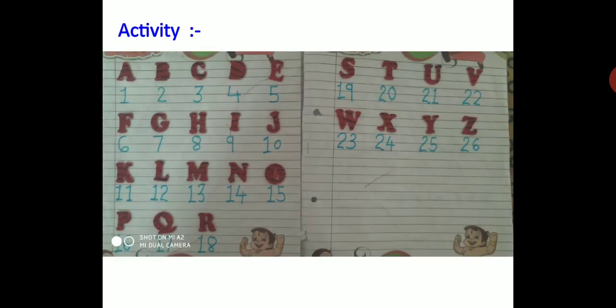Now it is your surprise, meaning your activity. Just look at the picture. You have to write this type of alphabets in this way, and below the alphabets, you have to write the numbers as shown in the picture. You can see in the picture how to write the alphabets, and below the alphabets you have to write the numbers 1 to 26.